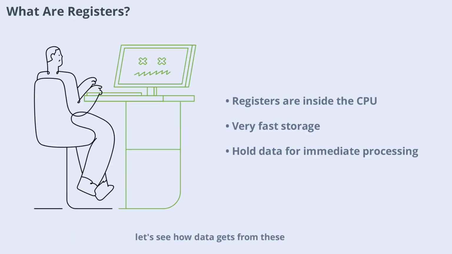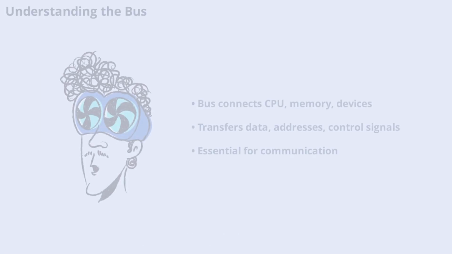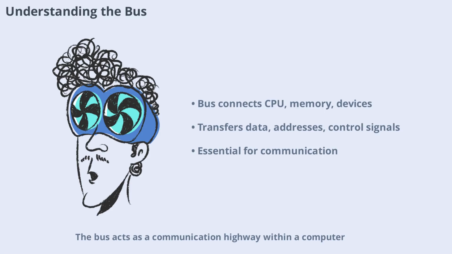Next, let's see how data gets from these registers to other parts of the system. The bus acts as a communication highway within a computer, connecting various components like the CPU, memory, and input-output devices. It consists of a set of parallel wires or traces that carry data, addresses, and control signals. Without the bus, data would have no way to travel between registers and memory. There are different types of buses, such as data buses, address buses, and control buses, each serving a specific role in managing information flow. Now let's look at how memory fits into this system.